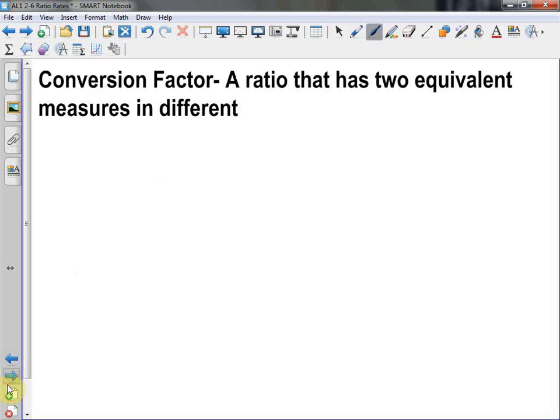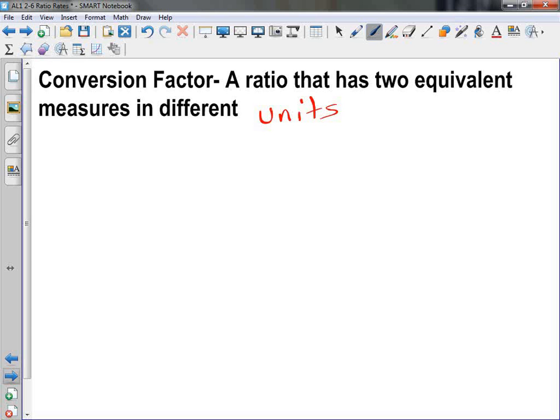All right. Next, we're going to talk about conversion factors, okay? We're going to use conversion factors to change from one type of measure to another type of measure. So this is a ratio of equivalent measures in different... I don't know what I meant to write there. I didn't finish it, did I? A ratio has two equivalent measures in different units. Somebody must have bugged me when I was writing that because I didn't finish it. Okay, so different units.